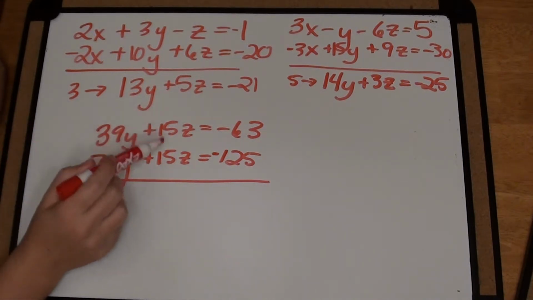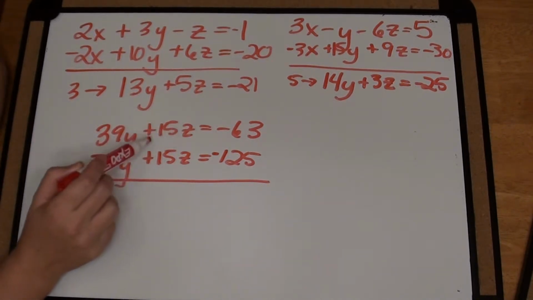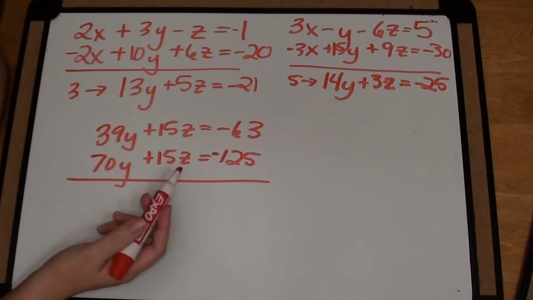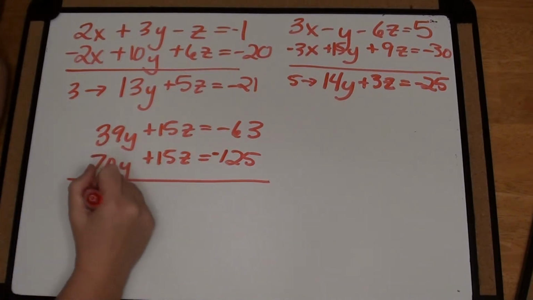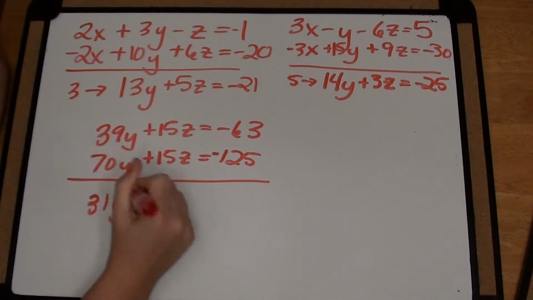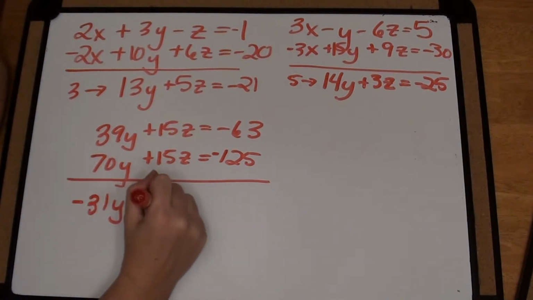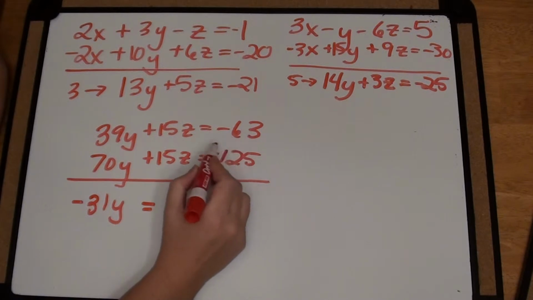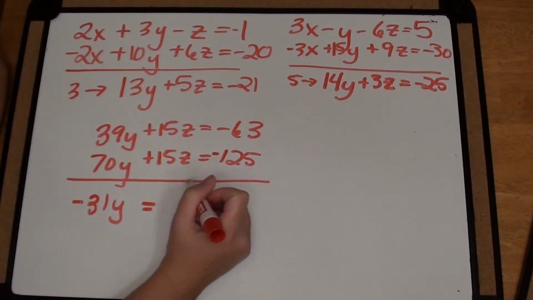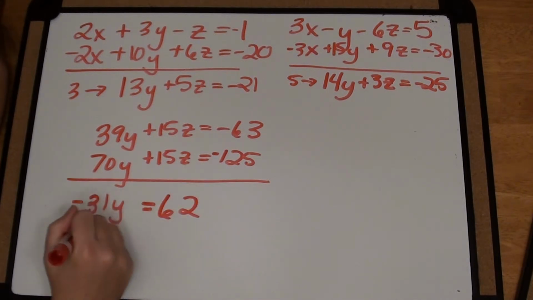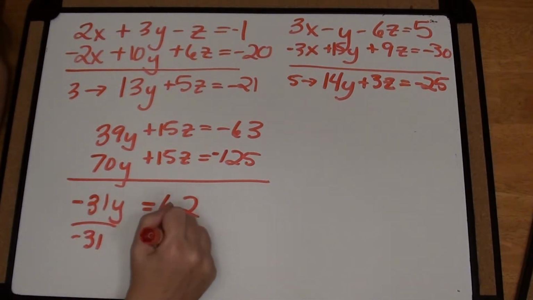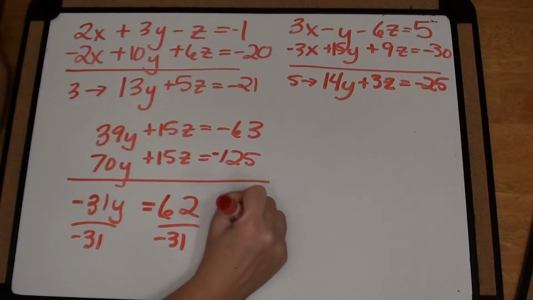So in this situation, I have to subtract one from the other because 15z minus 15z would give me 0z, which is what I'm looking for. So 39y minus 70y would give me negative 31y. And negative 63 minus negative 125 would give me a positive 62. So then I divide both sides by negative 31. And y equals negative 2.